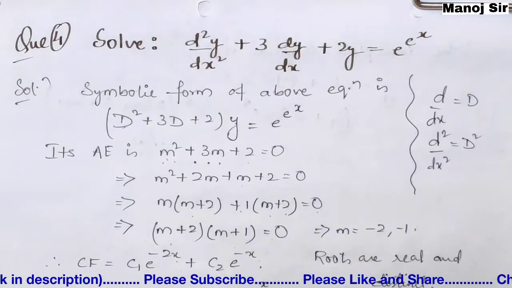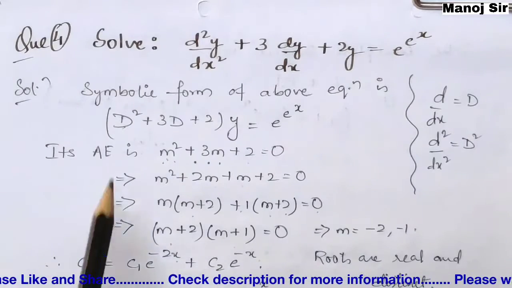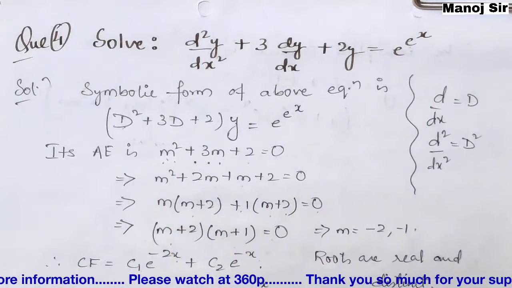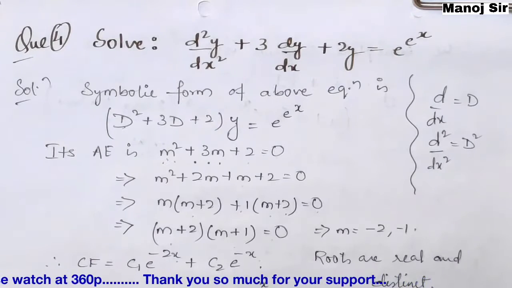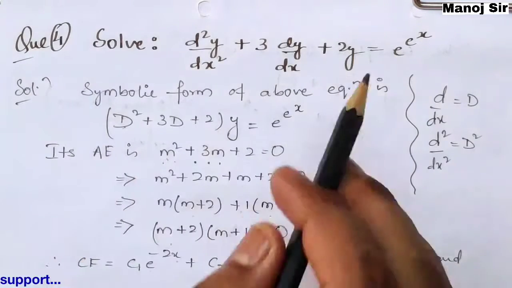Okay, and this is video number 14. In this video, we are going to solve 4 problems on the topic that is CF and PI. Okay, what is CF and PI? CF stands for complementary function and PI stands for particular integral. This problem is very important.